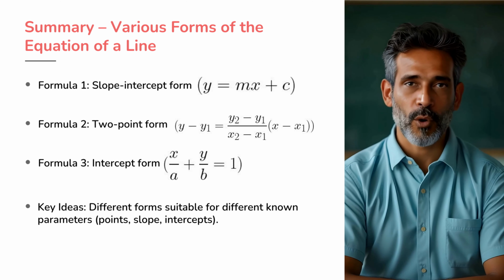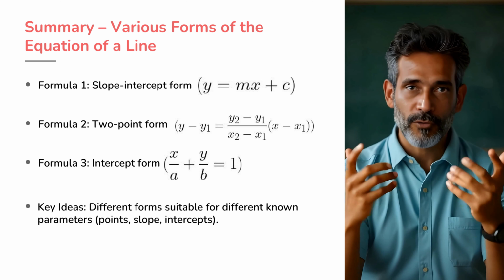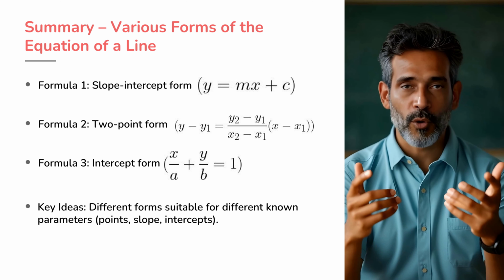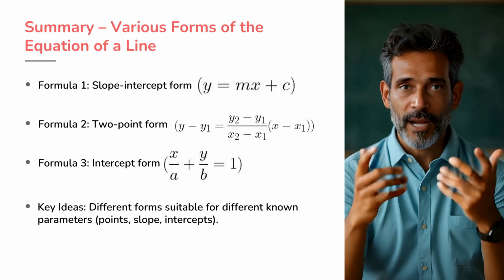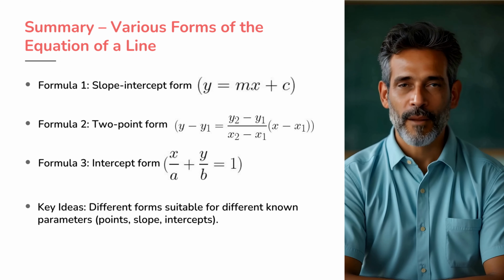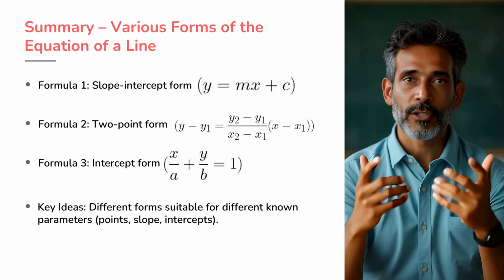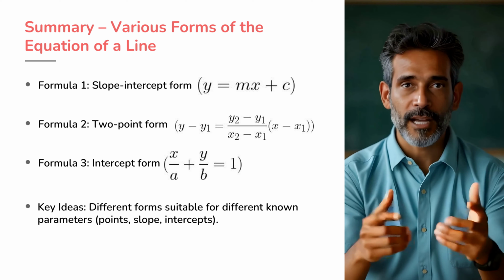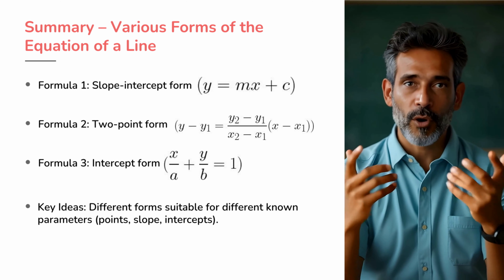Let's quickly recap all the forms of a straight line we covered. First, the slope-intercept form, y equals mx plus c. This is great when you know the slope and the y-intercept. Second, the two-point form, y minus y1 equals (y2 minus y1) divided by (x2 minus x1) times (x minus x1). This form is ideal when you're given 2 points on the line.